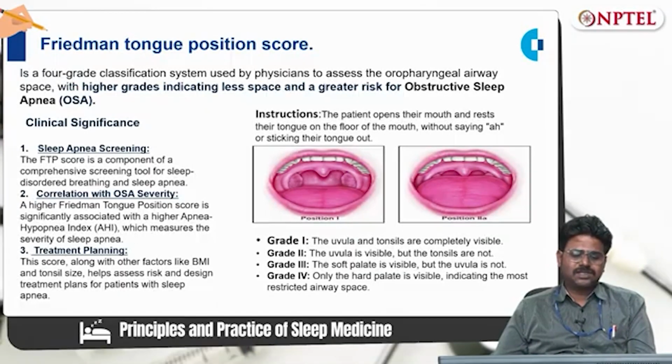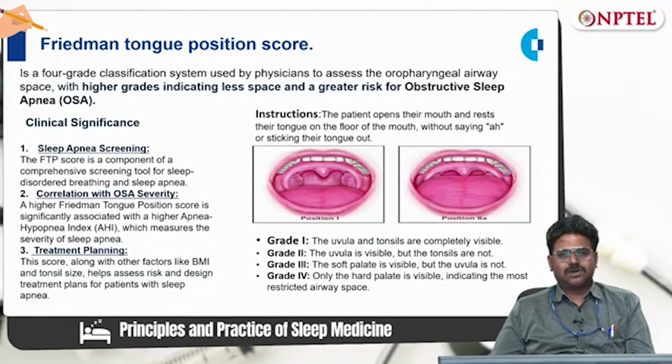And then correlation with OSA severity. A higher Friedman tongue position score is significantly associated with a higher apnea hypopnea index, which measures the severity of sleep apnea. Then treatment planning. This goes along with other factors like BMI and tonsil size, and helps assess risk and design treatment plans for patients with sleep apnea.